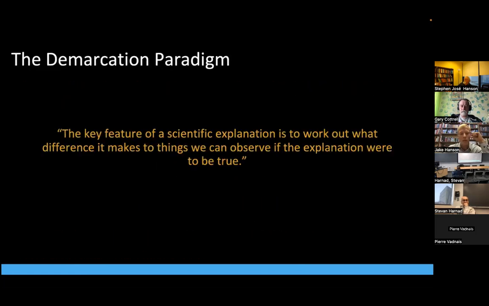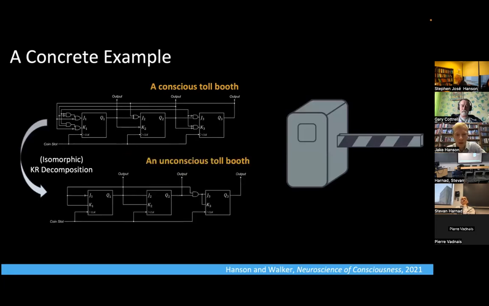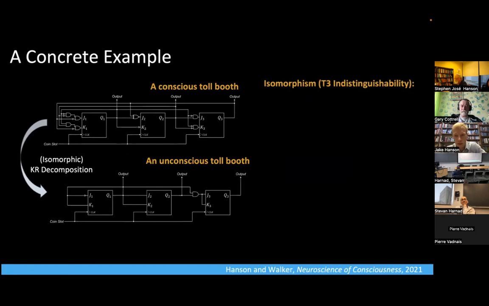So that leads to the demarcation problem, but basically the key feature of a scientific explanation is to work out what difference it makes to things we can observe if the explanation were to be true. So in the case of the toll booths, we had our conscious toll booths. We did a Krohn-Rhodes decomposition. We got an unconscious toll booth. These systems are T3 indistinguishable. They have the same input-output behavior for all inputs, all outputs. They have the same functional topology, which is just a different way of saying that. And importantly here, they have the same efficiency.